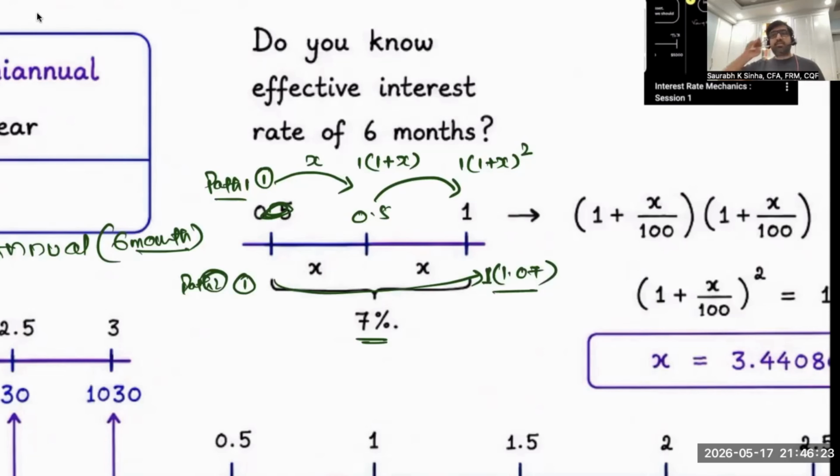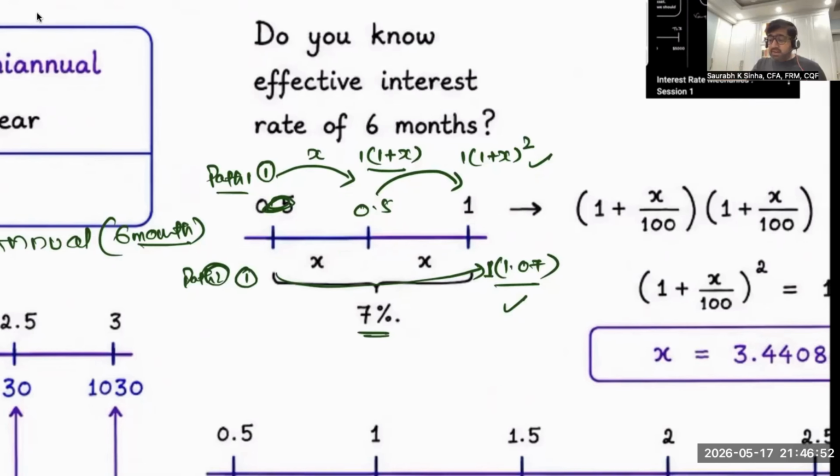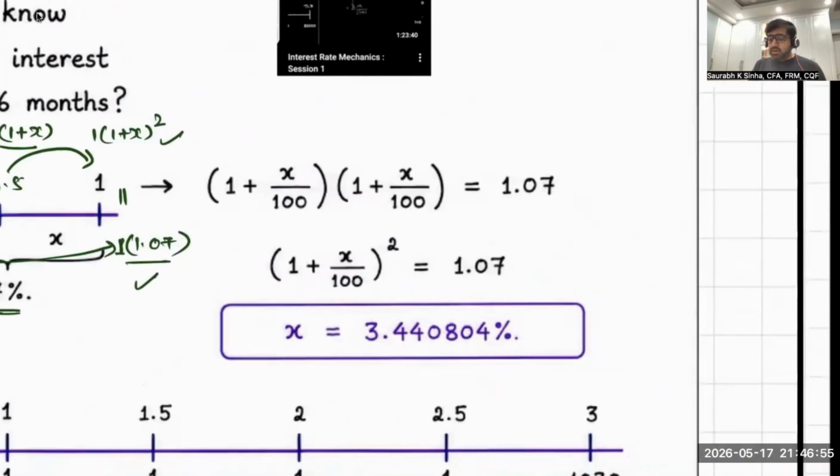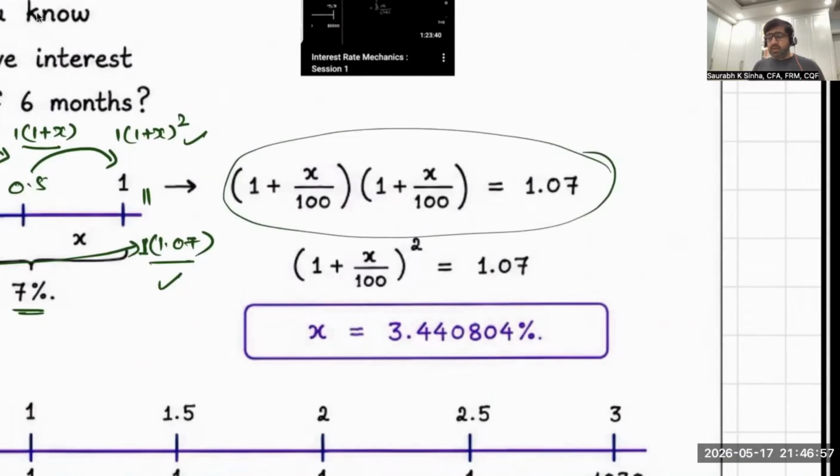In path 1, we are investing for 6 months at an effective interest rate of 6 months, and then again investing the compounded value at an effective interest rate of 6 months. In both paths, path 1 and path 2, where you're investing $1 at 7%, which will become 1.07, the final value should be equivalent. So that's what I have written. You will solve for this and you will get X is equal to 3.440804%, which is the effective interest rate of 6 months.